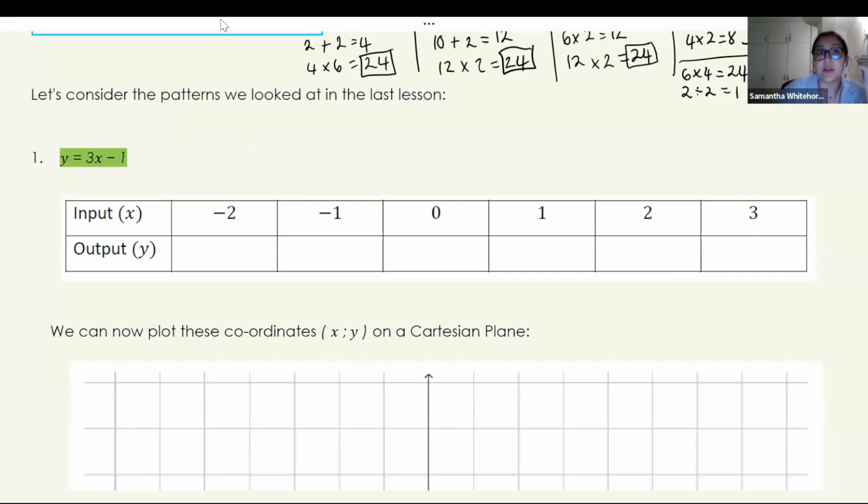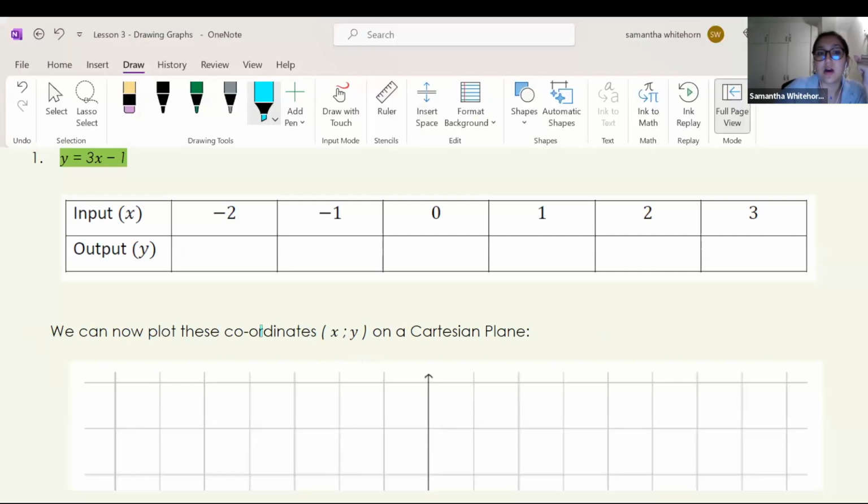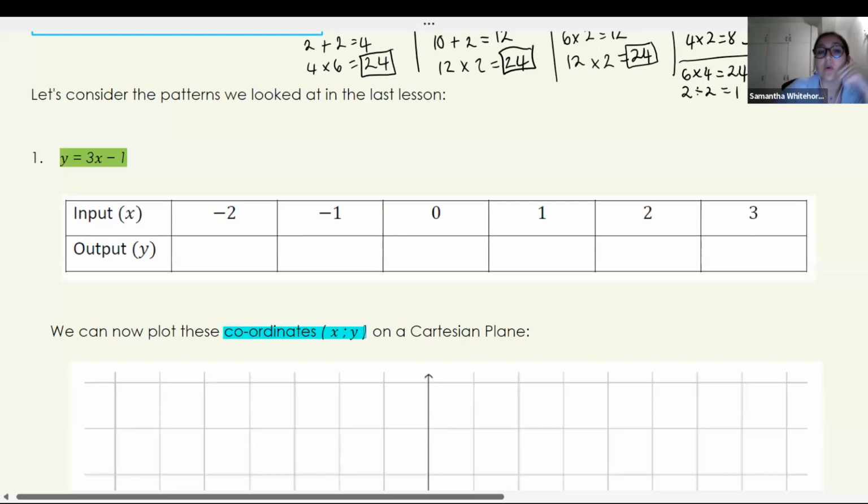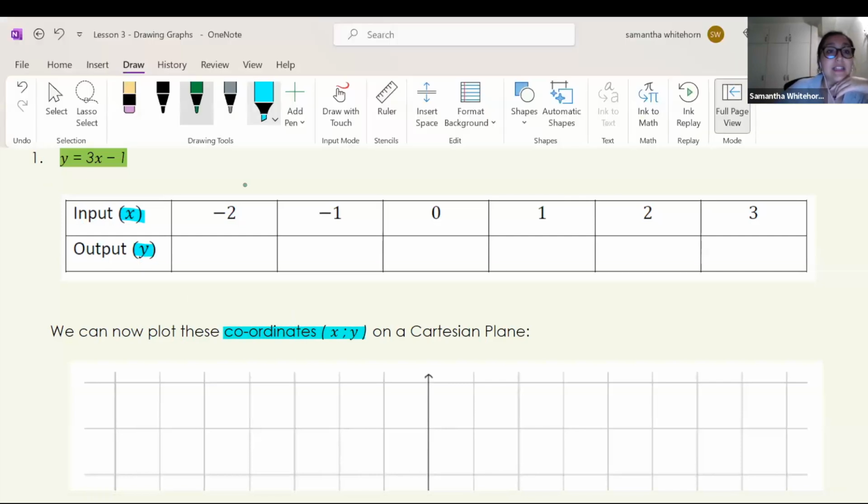Remember, if we want to draw a graph, we need to plot coordinates, and coordinates are always an XY pair. If we look at our table, we've got our input, which is X, and our output, which is Y. So if we can get an input and an output, we automatically have coordinates. A table is a very helpful way of being able to draw graphs. We'll chat about the coordinates more in a second. Let's first have a look at how we can find these outputs.